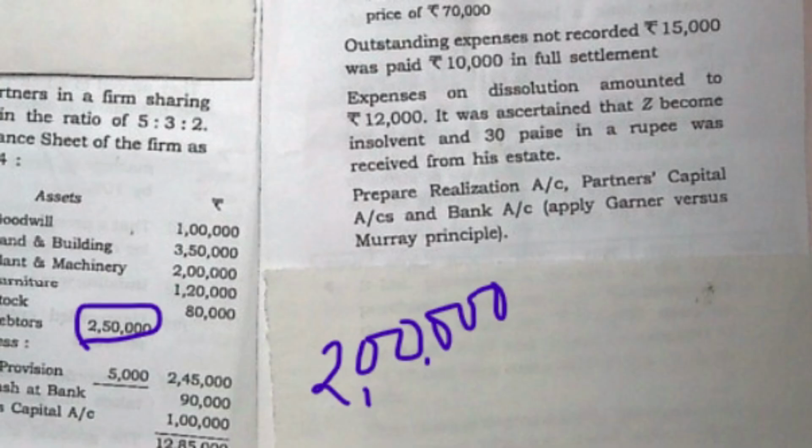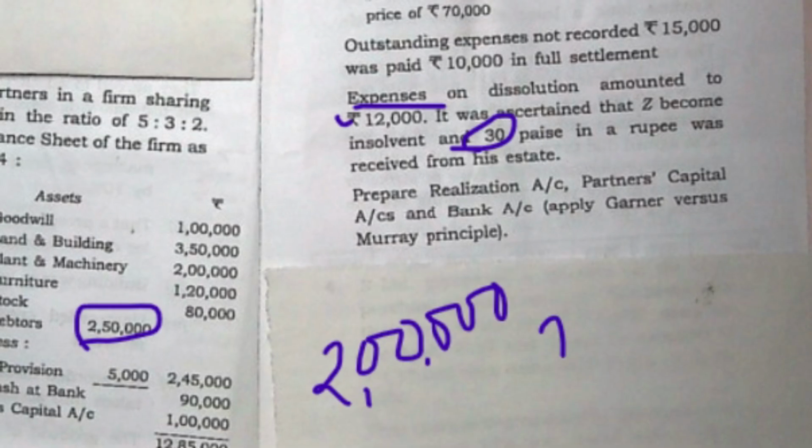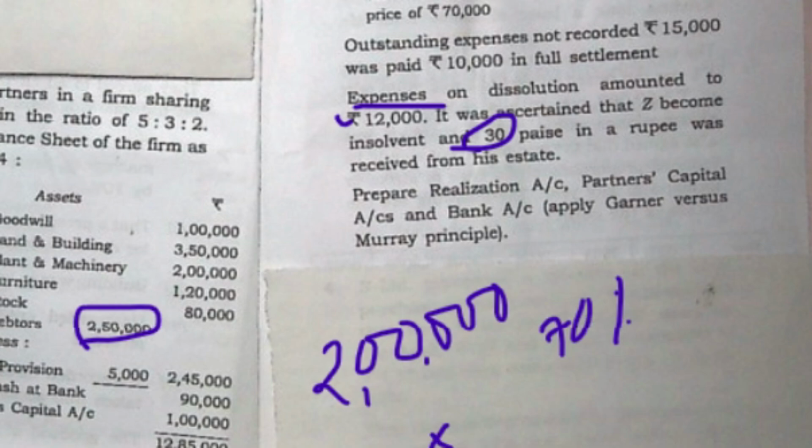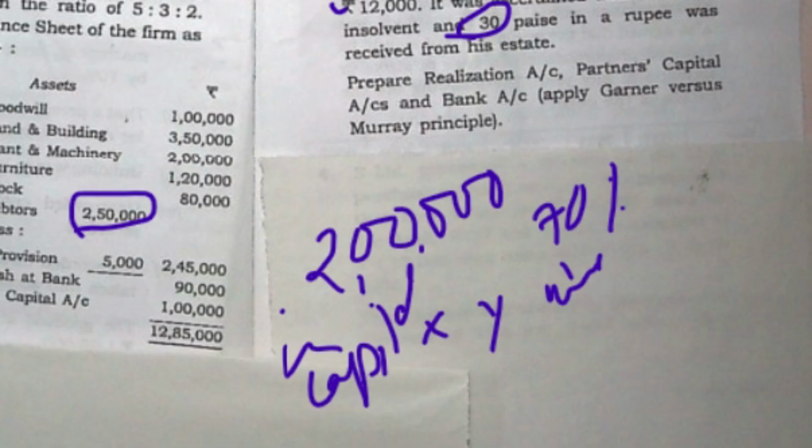And next, what is the realization expense on dissolution? Here it is 12,000. Z becomes insolvent, and only 30% cash amount is brought into the business. The remaining 70% is capital loss, and partner X and partner Y will share this loss in their capital ratio. Okay, here is the question. Again, we have seen this.